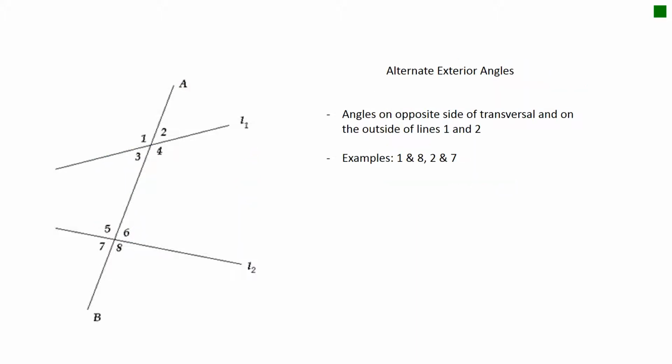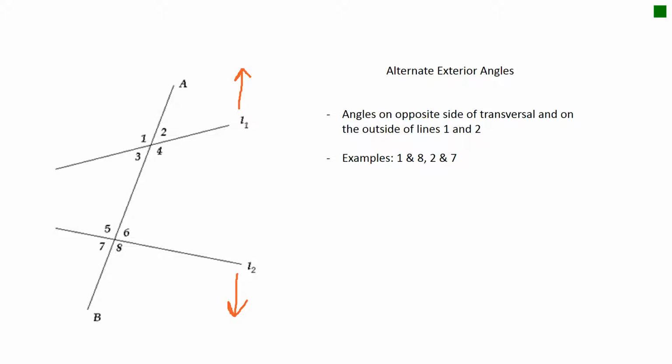And last, we have alternate exterior angles. So alternate just means, again, on one side of the transversal and then another on the next. But this time, exterior means they have to be above your line 1 or below your line 2. So none of the angles in the interior here.